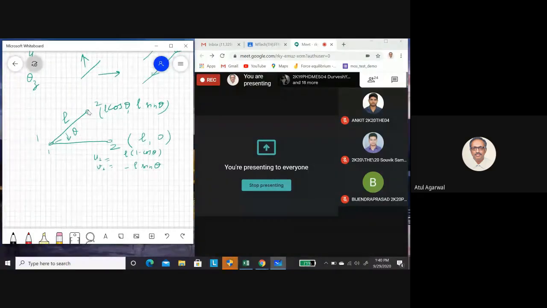Initial position was this. Coordinates of node 2 were L cos theta, L sin theta. Now you gave it a rigid rotation. So this length L will remain same. So coordinates of node 2 become L and 0. So what is the displacement of node 2? Final position minus initial position. So these are the displacements you are giving for node 2, and U1 and V1 are 0.